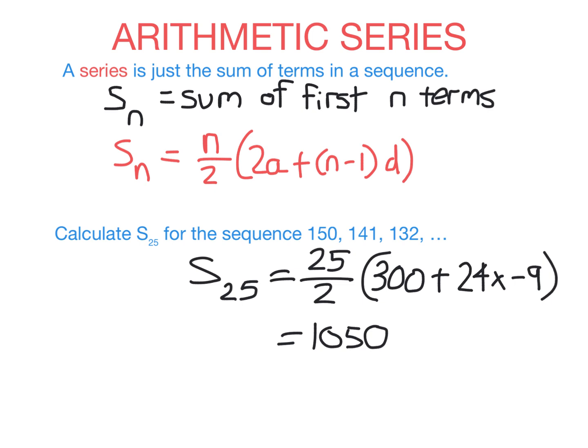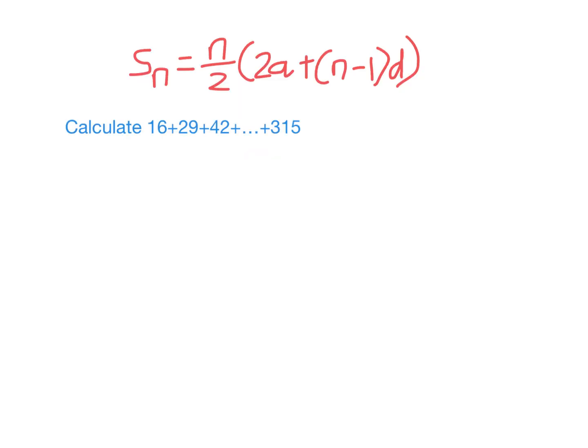All right, let's look at another example. We're now going to add up all of these numbers here. This is an arithmetic series because we're adding the terms of an arithmetic sequence. This is an arithmetic sequence because there is a common difference. In this case, d equals 13. Each successive term is increasing by the same amount, 13. So clearly we have here that a is equal to 16. a is always the first term.